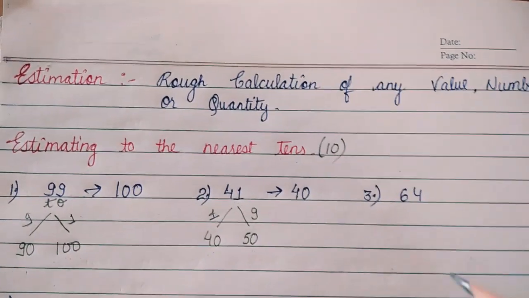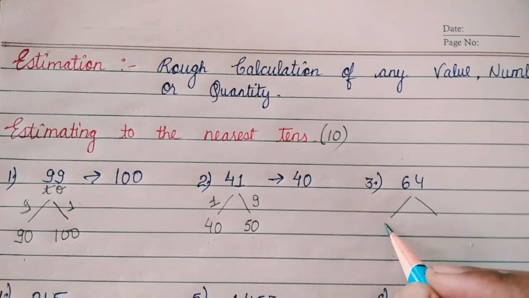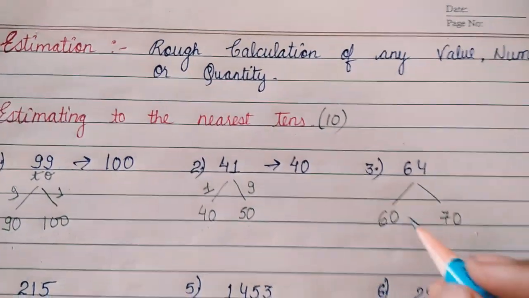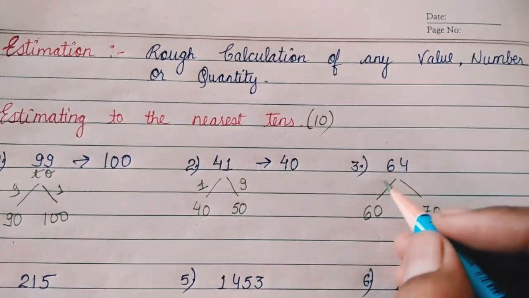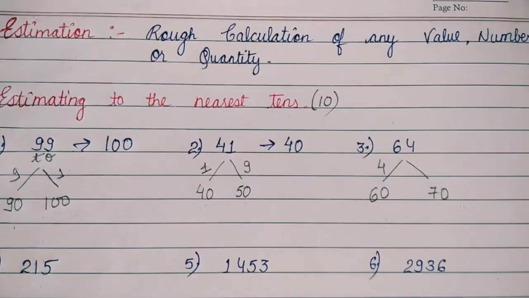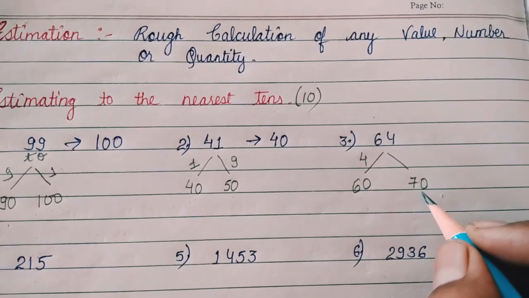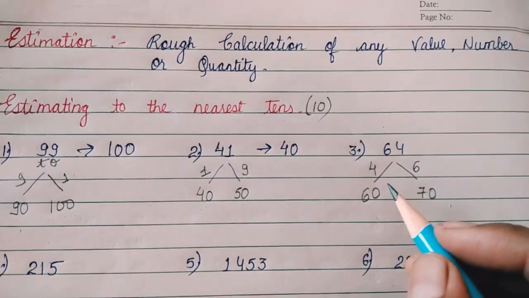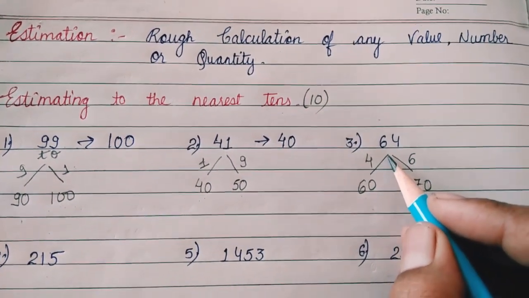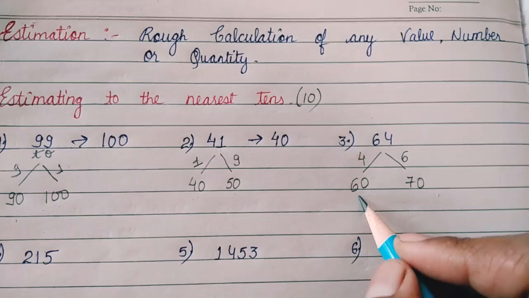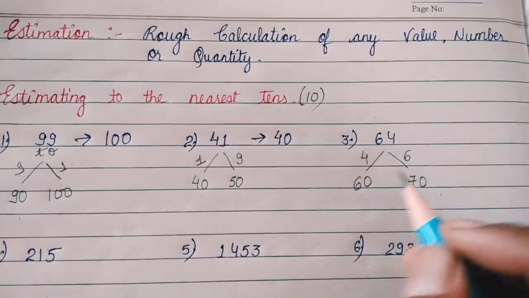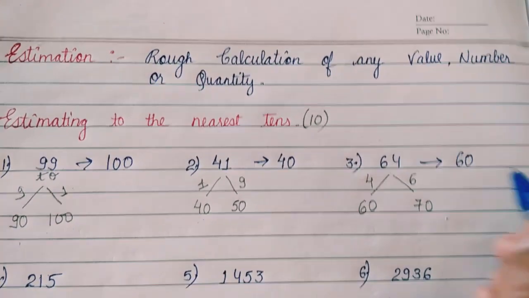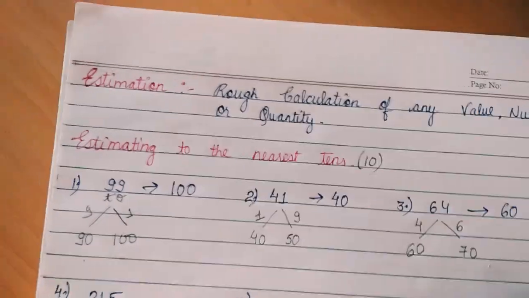Okay, one more we will see. 64 is coming in between 60 and 70. When we look at 64 from 60, we have to take 4 steps. Likewise, when we look from 70, we have to take 6 steps. So from where will we reach 64 in the fewest steps? Yes, from 60 we can get 64 in the fewest steps. So our 64 is changed into 60 after estimating it to the tens place.